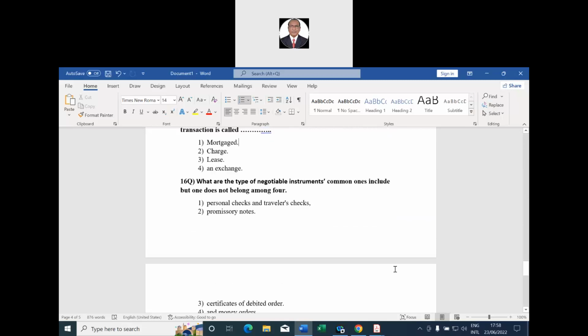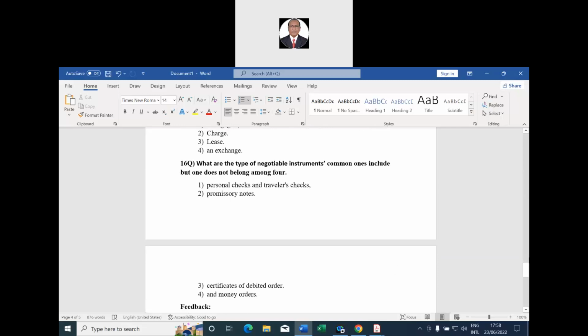Yes, 16th question. Anyone can unmute and read. What are the types of negotiable instruments? Common ones include the following, but one does not belong among the 4. First one, personal cheques and travellers cheques. Second one, promissory notes. Third one, certificates of deposit orders. Fourth one, money orders.